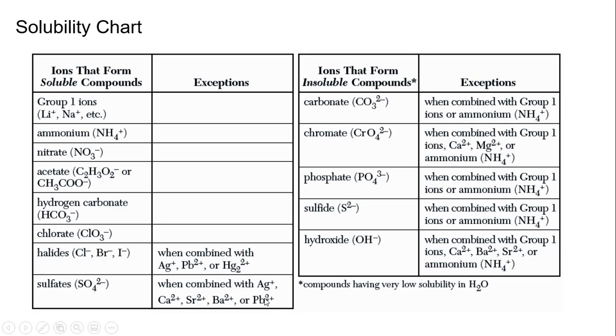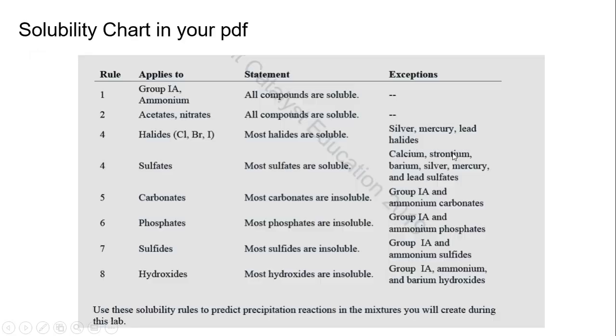There's exceptions for sulfates. Over here is insoluble. This means these automatically form solids, except for when they come into contact with any of these. So for instance, carbonates automatically form solids, except if they come into contact with group 1 or ammonium, which is already listed over here. So then it will be in aqueous solution. It's not a solid. And the same goes down here. Chromate is automatically a solid unless it comes into contact with group 1, calcium, magnesium, or ammonium. Then it stays in ionic form and it would be aqueous.